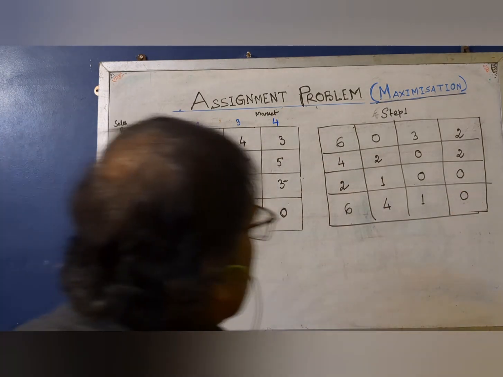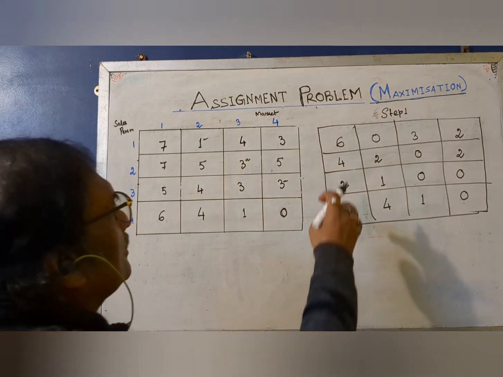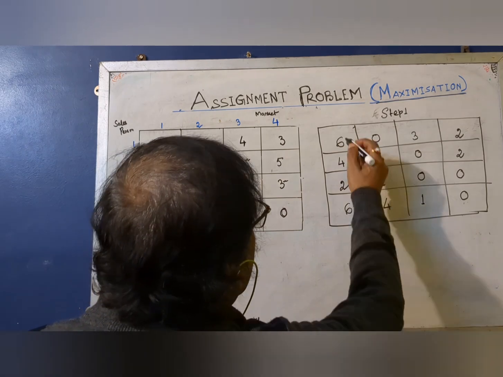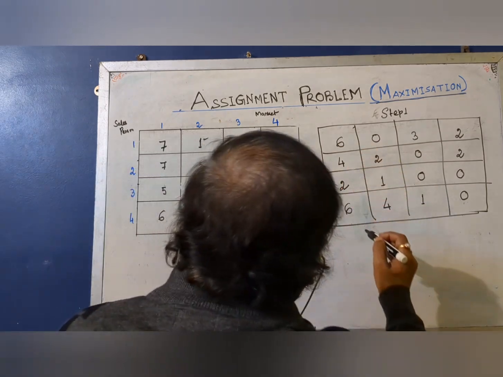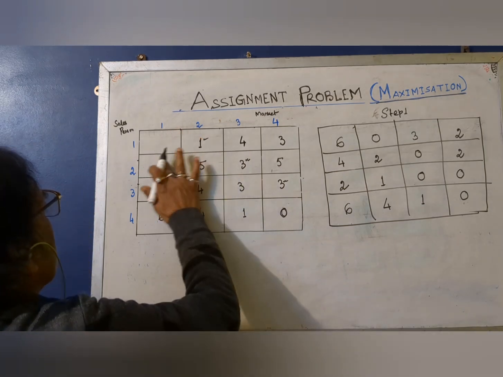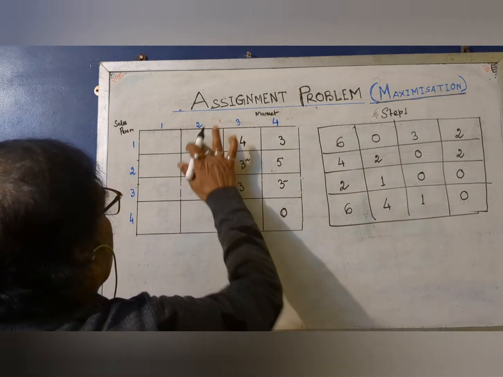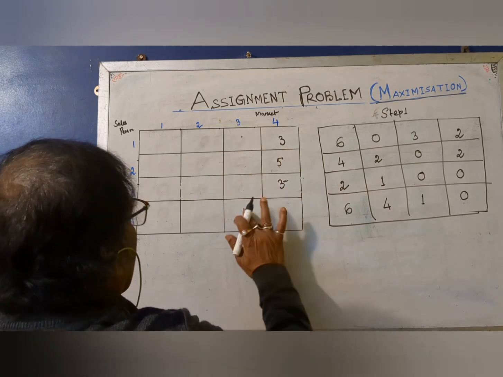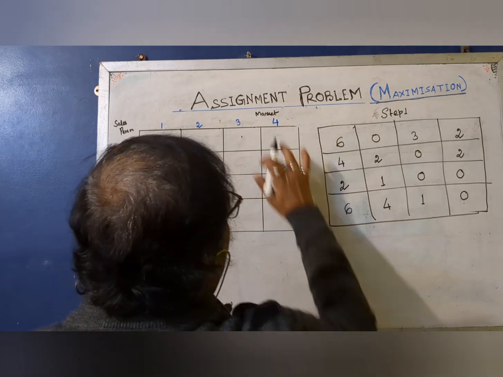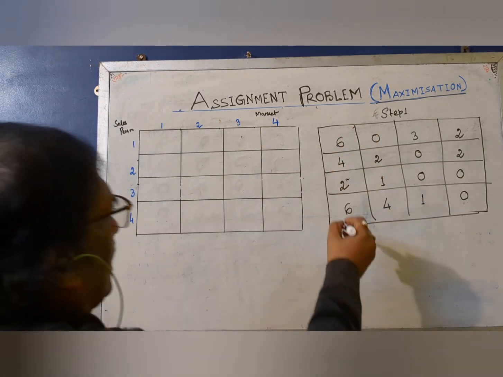The same process is to be repeated column wise. That means for the first column, you find out the lowest element and subtract it from all other elements. Now, I am erasing this, because I will use this matrix for doing step 2 and I will write here. The lowest element for the first column is 2. Subtract from all other elements.